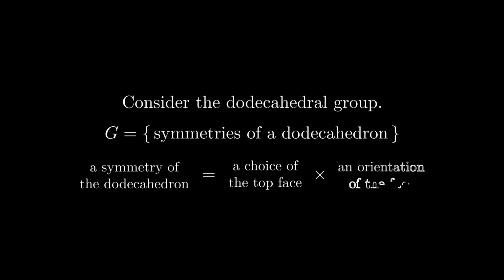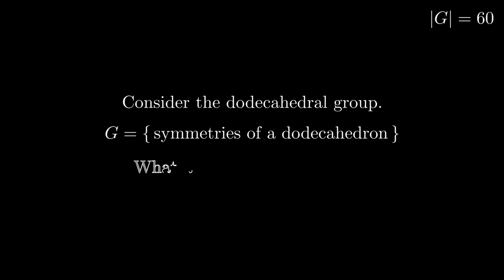Each of these rotations is given by a choice of which face is left pointing up and a choice of how that face is rotated. So in total, there are 60 ways to orient the dodecahedron. What are the generators of this group?